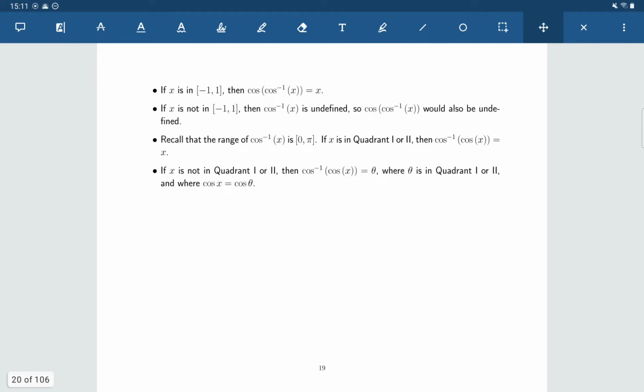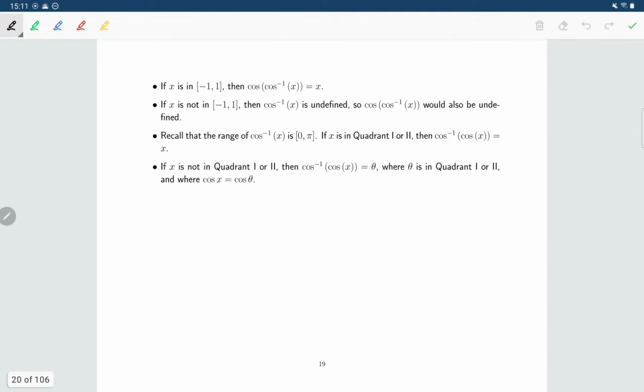The same sort of business that we had before with composition of sine with its inverse, the same sort of ideas hold true here. If we have a value of x that's in the domain, then cosine composed with cosine inverse will undo each other, and cosine inverse composed with cosine will undo each other. In the case where you've got a value of x that's not in the domain of cosine inverse, then cosine inverse would be undefined, so cosine composed with cosine inverse would be undefined.